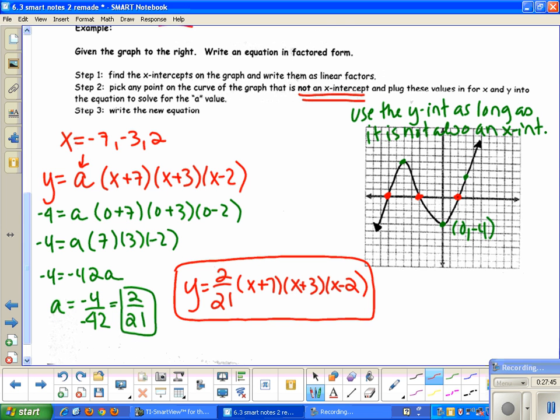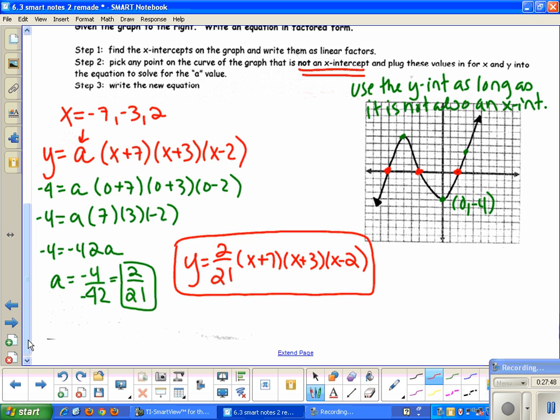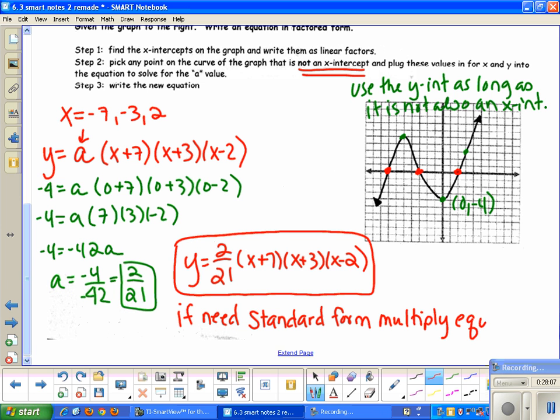Now, if I wanted to write this in standard form, so if I need standard form, what would I have to do? I would have to multiply this all out and combine like terms. So if I need standard form, multiply the equation by foiling, or you can use the box method, and combine like terms.